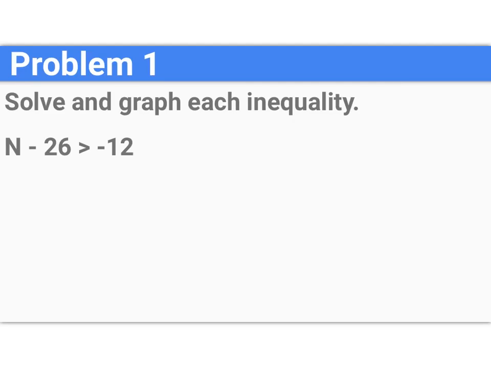Okay, so we're going to add 26 to both sides. N is bigger than, same signs add, different signs subtract, 14. Does not include 14. All numbers bigger than 14. Plus 1, 1, 4, 4. So make that 1, 1, 6.